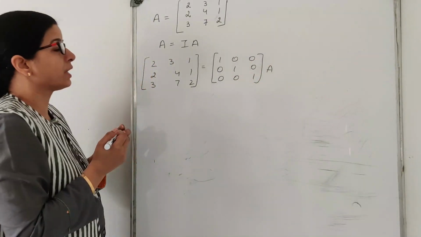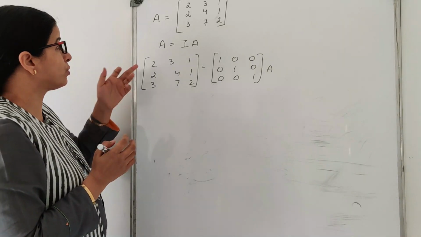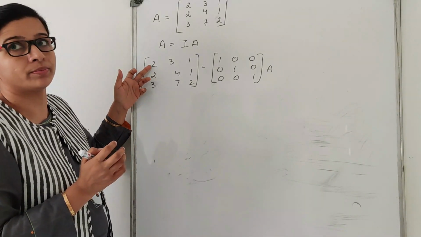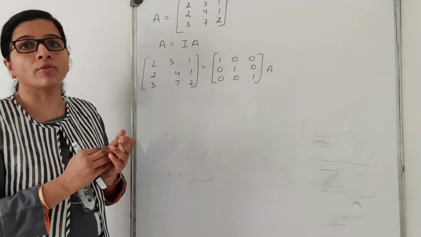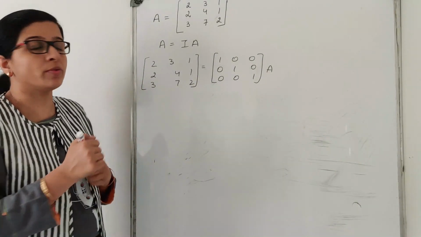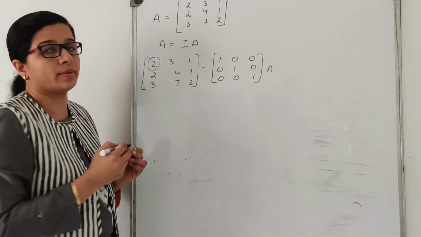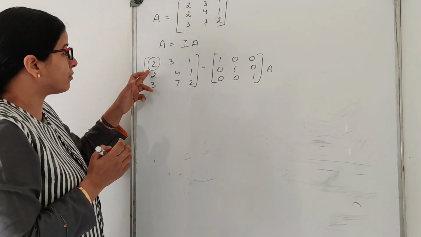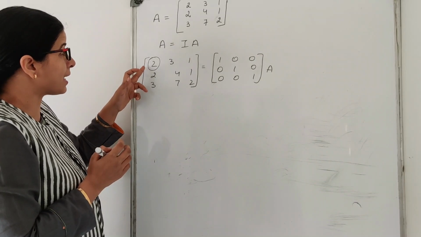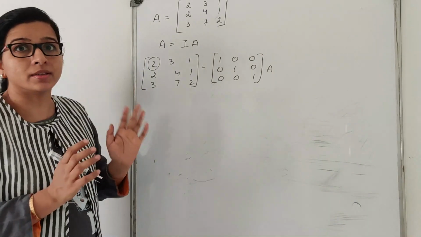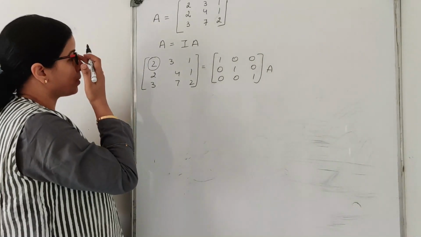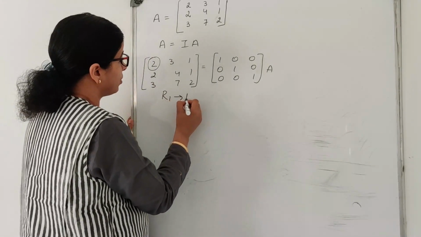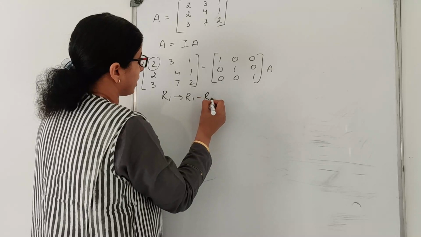Now, first of all, what do I have to do? I have to make my A11 equal to 1. The first element of the first row and first column has to be 1, which means this has to be converted to 1. After that, I have to make zeros in the first column, leaving this element, so these two elements have to be made zeros. So basically, I will write R1 tends to R1 minus R3.